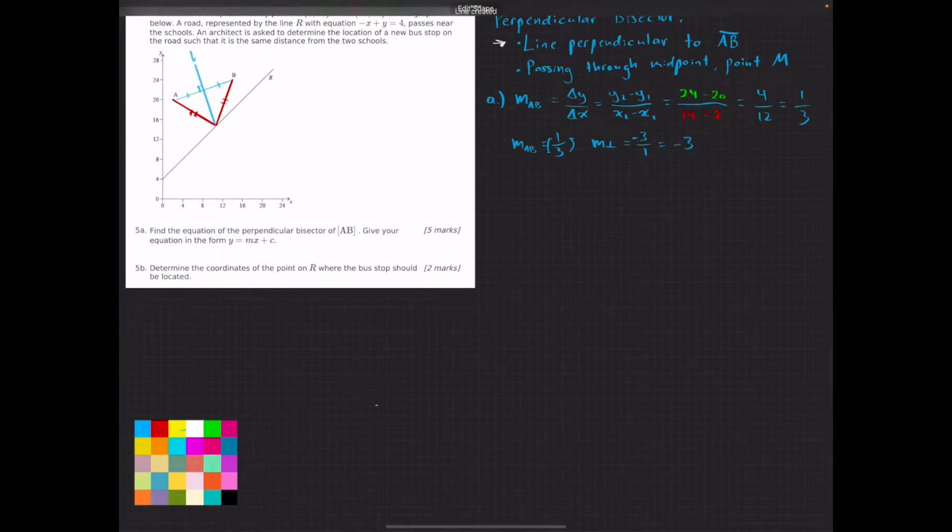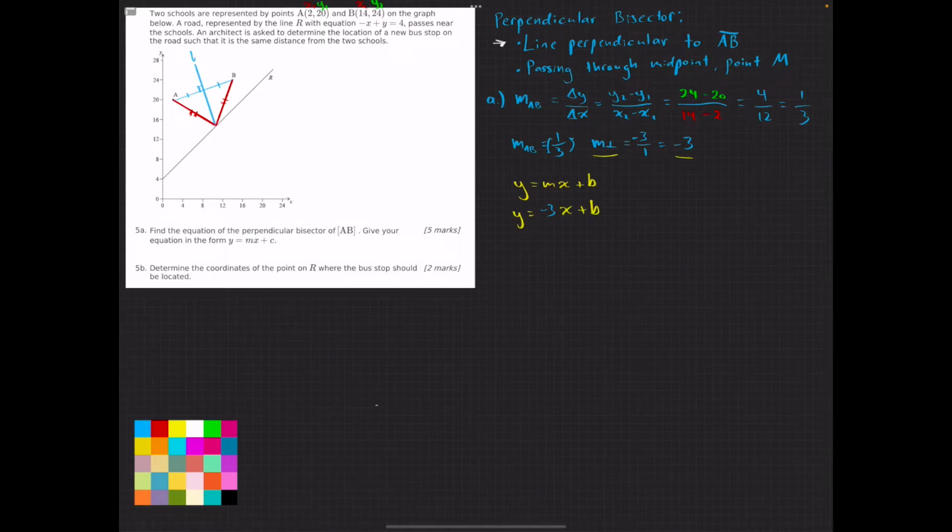We now know the slope of this line. So what is the equation of a line? The equation of a line is y equals mx plus b. And we know what m is in this case. It's negative 3. So we can go ahead and rewrite this as y equals negative 3x plus b. But we still don't know what b is.